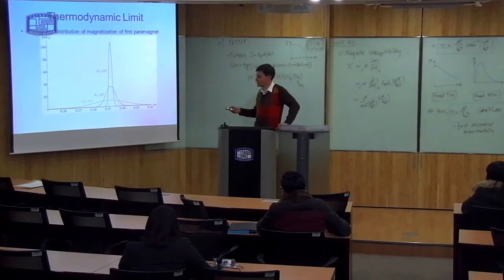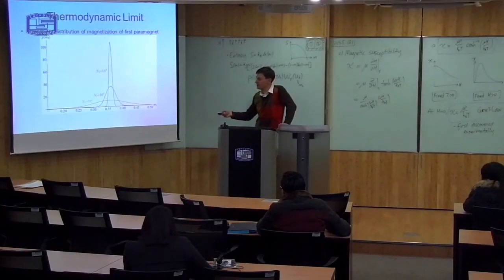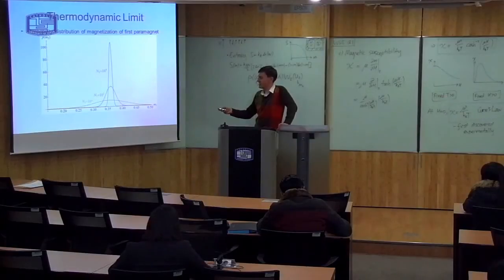But what's interesting is I plotted it for 3 different values of N1. If N1 is just 100, then you get this yellow curve, which is very wide. So there's a wide range of probabilities. If N1 is 1,000, then you get this curve here, which is sharper. If N1 is 10,000, then you get an even sharper curve.